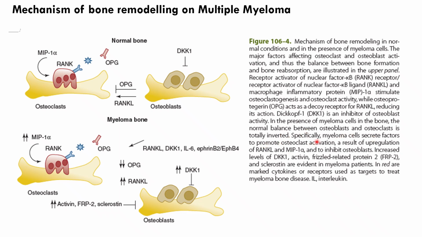Myeloma cells specifically secrete factors to promote osteoclast activation, with upregulation of RANK ligand and MIP1 alpha, and to inhibit the osteoblast. So in multiple myeloma, the myeloma cells secrete factors which promote the activity of the osteoclast but decrease or inhibit the activity of the osteoblast. So you have seen that myeloma patients have very fragile bones, and they can present with unexplained pathological fractures.